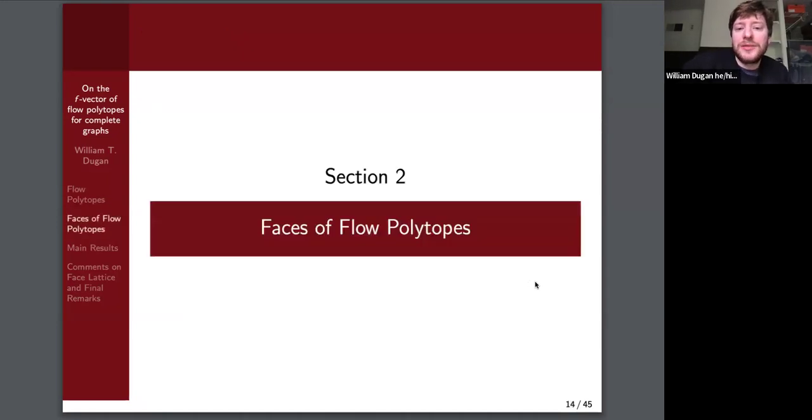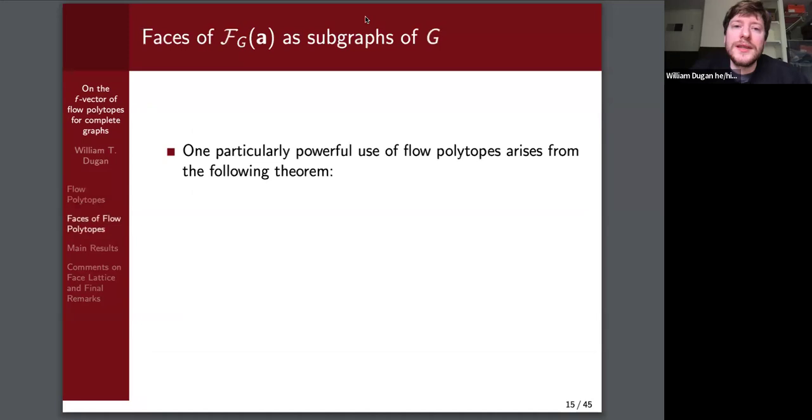Any questions before we move on to faces? All right, so faces of flow polytopes. I see there's some chats. Yes, exactly, toric H vector. This is the word I was forgetting. Thank you for adding that.